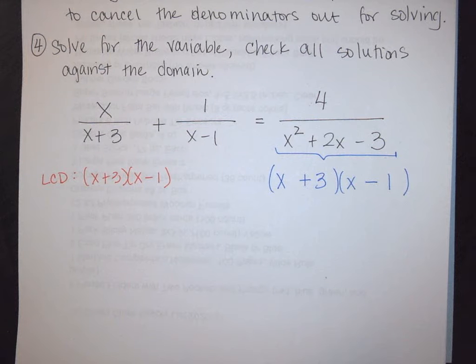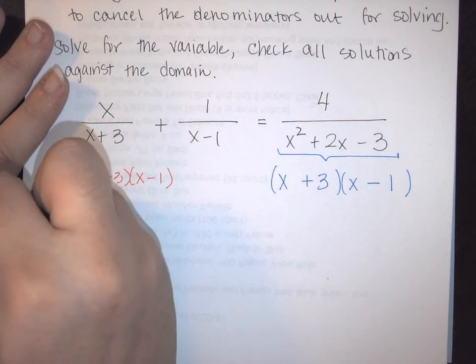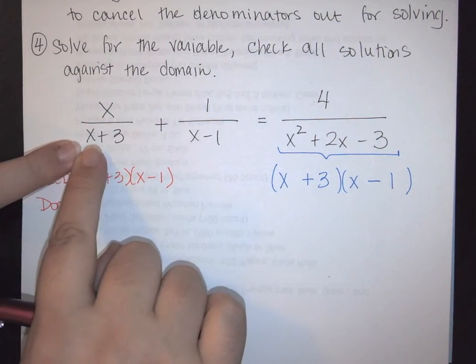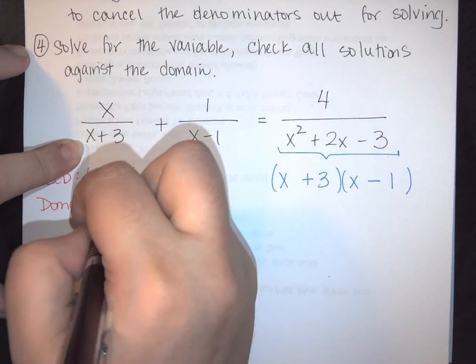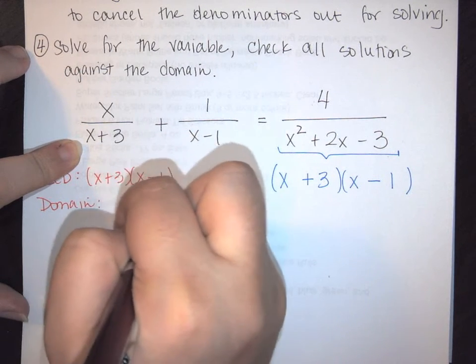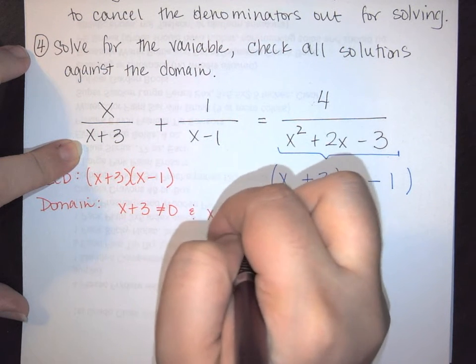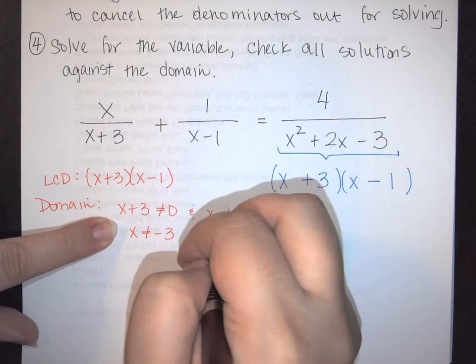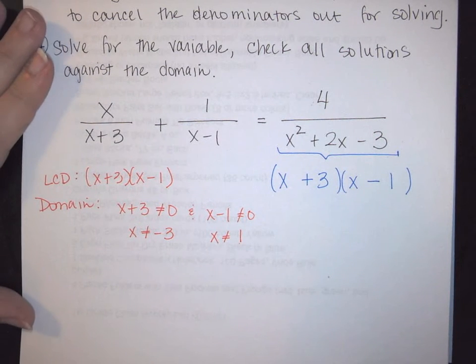Now, with that, we also need to identify the domain. So in this case, when we're looking for the domain, if you look at the denominators, I have x plus 3 and x minus 1, and that's the only things I have. So I know that x plus 3 cannot be 0, and x minus 1 cannot be 0. So in this first case, x cannot be negative 3, and x cannot be 1. So I'm going to keep these domains in mind when working the problem out.